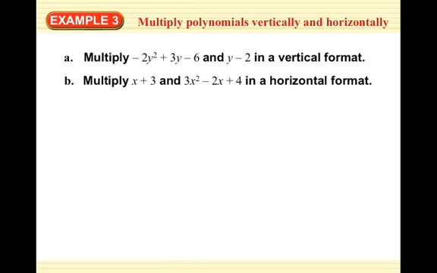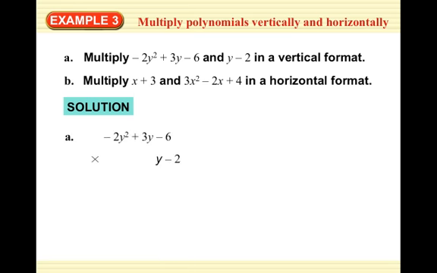Okay, we're going to look at multiplying in vertical and horizontal format, and then that'll be the end of video 1, and then we'll come back for video 2 where we'll look at multiplying 3 little binomials together and some special product patterns. Okay, so we're going to multiply negative 2y squared plus 3y minus 6 and y minus 2 in vertical format. Then we're going to come back and multiply a couple of other little polynomials in horizontal format.